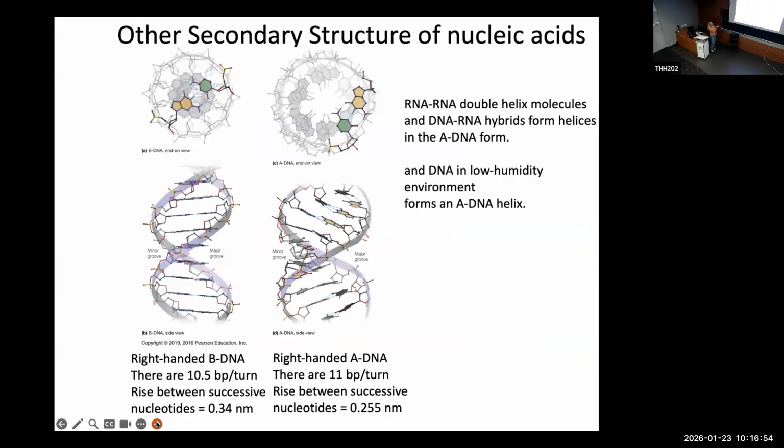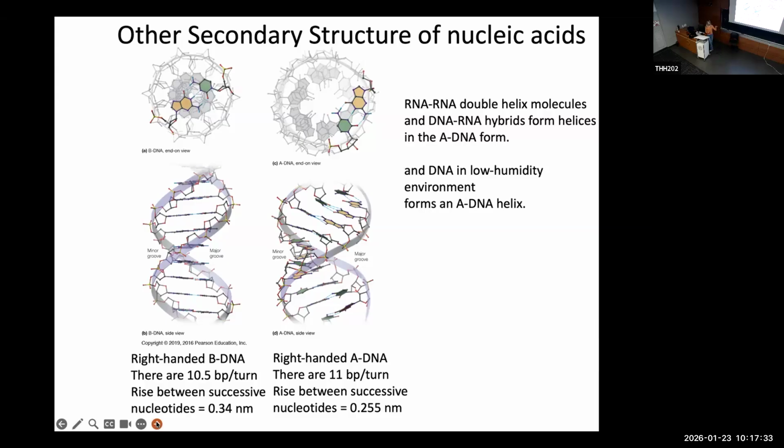And then this is a look at top down, how you have the base pairing across the structure. In other forms of DNA, depending on if you have a double-stranded DNA in a low humidity environment, meaning it's probably an experimental condition where you don't have a lot of water around, it will adopt a right-handed A-DNA structure. And you can see it's a little more squat, slightly more base pairs per turn, and the rise is a little less between successive nucleotides. So that's called an A-DNA structure.